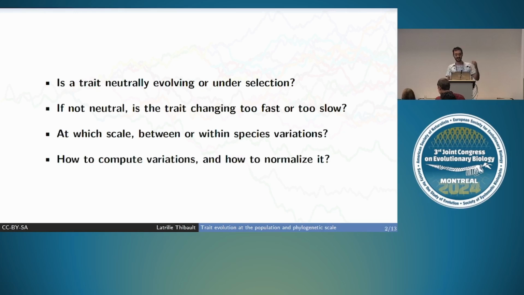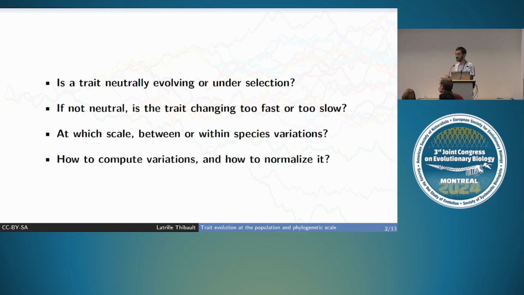So the question we have is: is a trait naturally evolving, or is it under selection? And if it's not neutral, is the trait actually changing too fast compared to the expectations, or is it going too slow? And when we're talking about fast or slow, at which scale are we talking about? Is it between species, or within species, between different populations? How fast the trait goes depends on the scale at which you are looking at it.